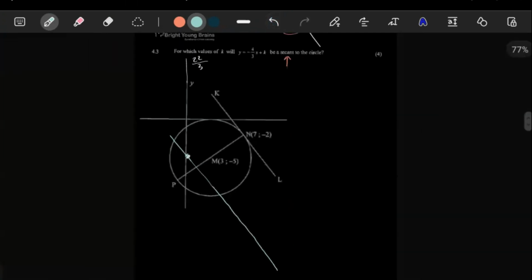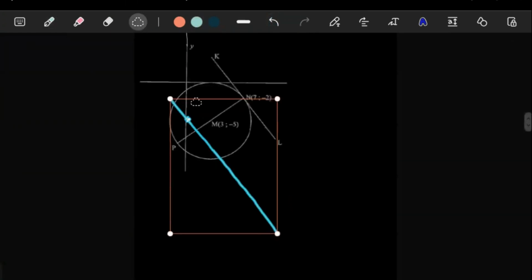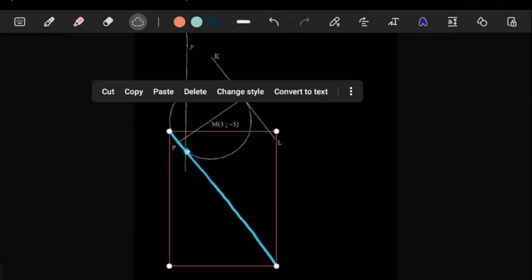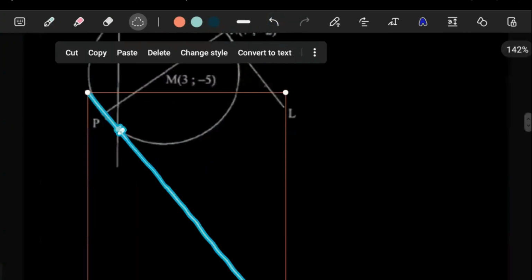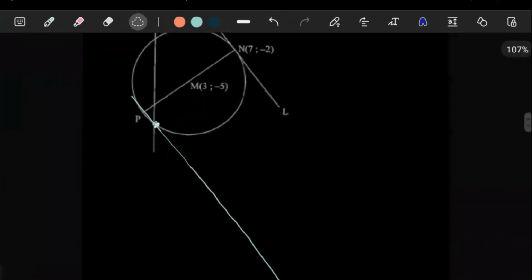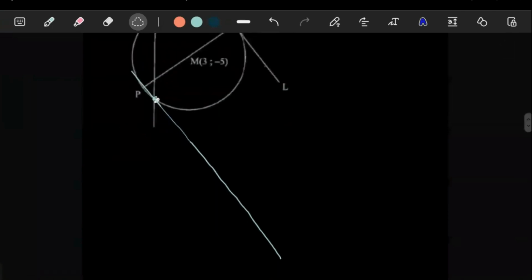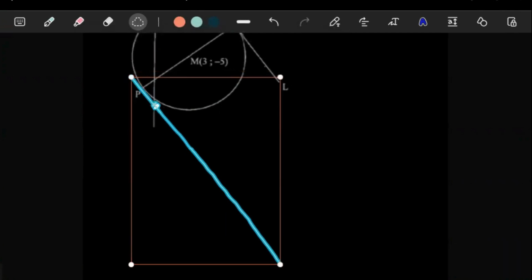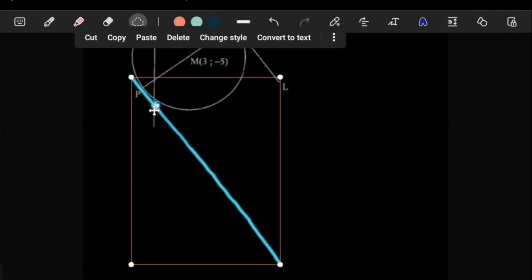So with that in mind, it's always going to be cutting the circle all the way until your y-intercept is somewhere down here. Now you almost don't know whether it's going to be somewhere down here or not, but it definitely is going to be somewhere down there, because if it goes any lower than that, it's not going to be cutting your circle twice anymore.